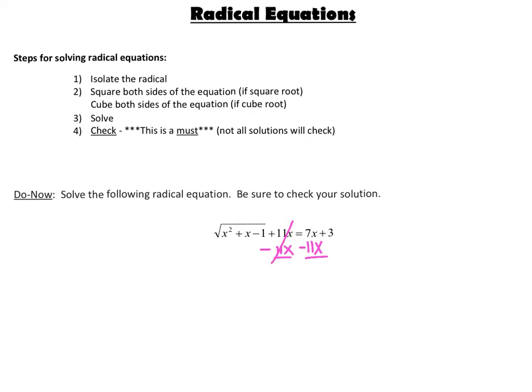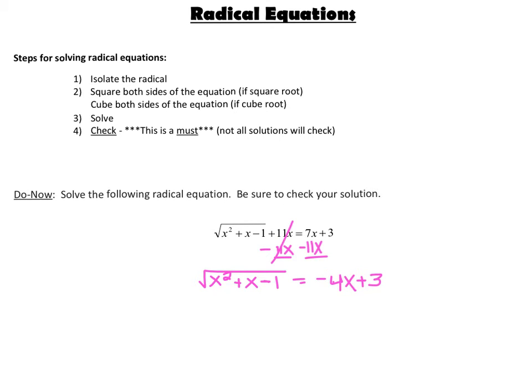Okay, so on the left-hand side, we're left with just the radical term. So we have the square root of x squared plus x minus 1. And then on the right-hand side of the equation, we're just going to combine our like terms. So 7x minus 11x would be negative 4x. And then I'm going to bring down the plus 3.